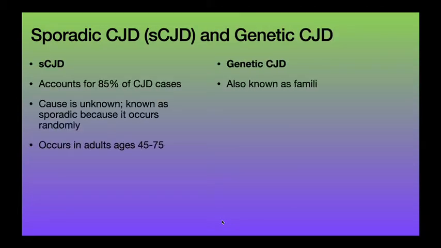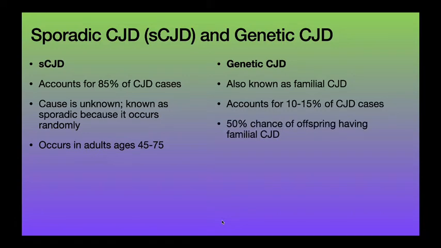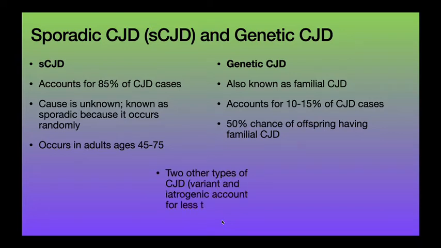Two types of CJD. Sporadic accounts for 85% and its cause is unknown. Genetic accounts for 10 to 15% and it's passed from parent to offspring. If the parents have the mutation, there's a 50% chance that the offspring will too. Two other types, iatrogenic and variant, account for less than 5% of the cases.